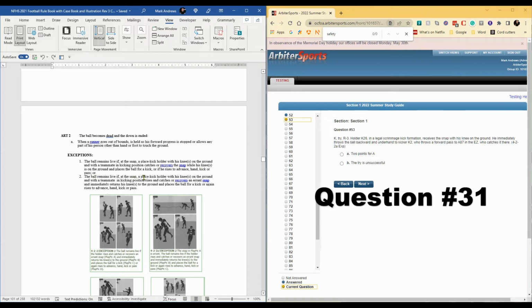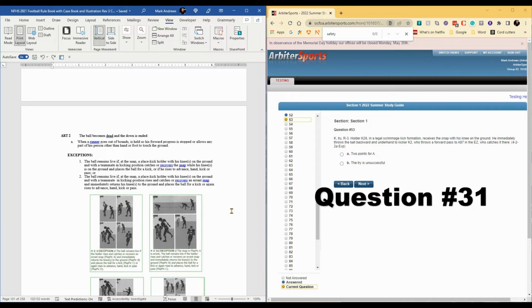or the ball remains live if at the snap a place kick holder with his knee on the ground and with a teammate in kicking position rises and catches or recovers an errant snap and immediately returns his knee to the ground and places the ball for a kick, or again rises to advance, hand, kick, or pass. So what they're saying is if there's an errant snap and he stays on his knees, he can recover the ball, put the ball down for a kick, and that's legal. Okay. He can also rise, and then he becomes a runner or a passer.